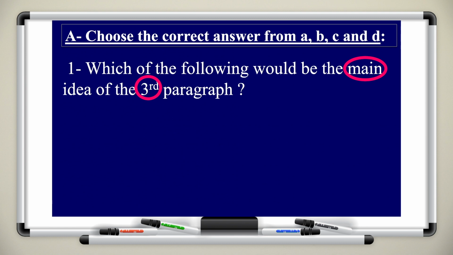Choose the correct answer from A, B, C, and D. Usually you have 4 choices. Question number 1. Which of the following would be the main idea of the third paragraph? Always focus if there's an assigned paragraph to the question.